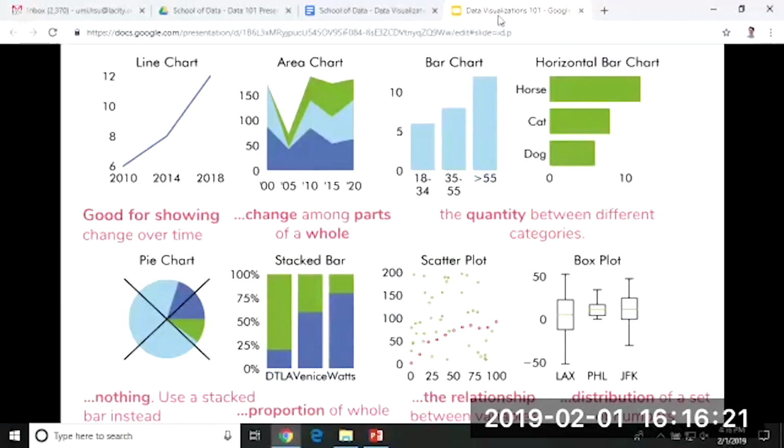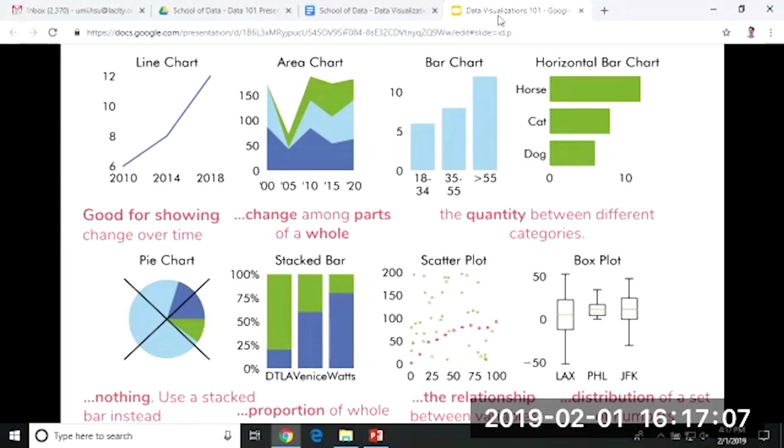And so what we have here are some example chart types, and we have this in a handout. This is a small sample of charts. There are hundreds and hundreds of different chart types out there and variations of these. But to take you through a few of these and what they're most useful for, we start with the line chart. That's one of your most basic forms, and it's really good for showing change over time. With an area chart, we can see not only how things have changed over time, but change among parts of a whole. So if we're looking at differences in budgetary spending by categories over years, we'd see that.